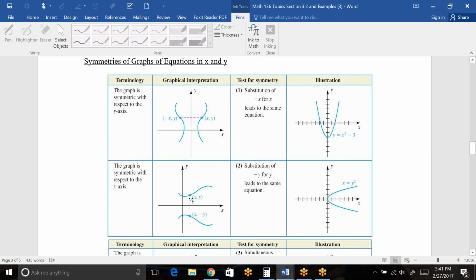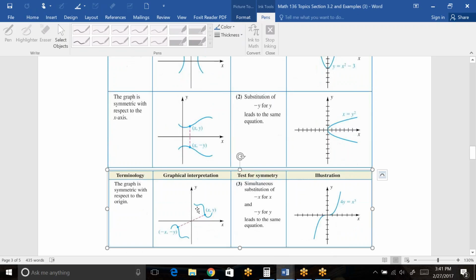So notice this is reflecting over the x-axis. If you folded it along the x-axis, you would see a match there. Notice this time your x has to stay consistent, but your y changes signs. So that's a key thing about how that symmetry works.